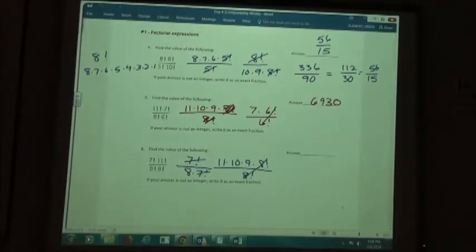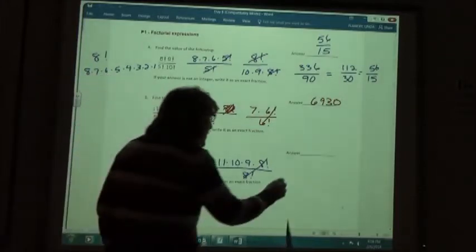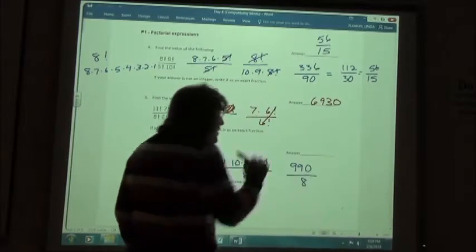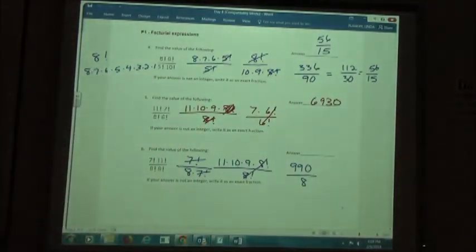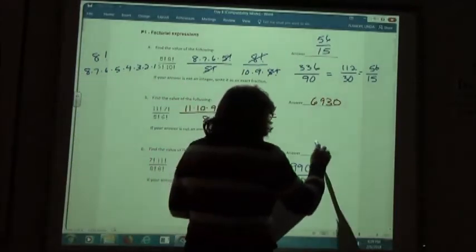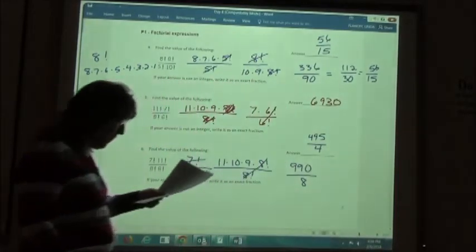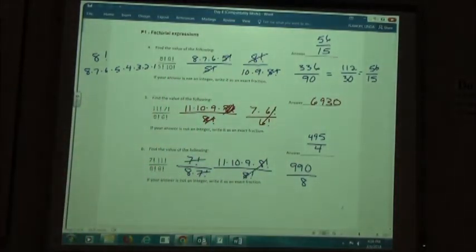So on the top of my fraction, I have 11 times 10 times 9, which is 990. On the bottom, I just have an 8, and then I want to reduce my fraction down. I know I can divide by 2 anyway. 495 over 4. Can't simplify it any further than that.